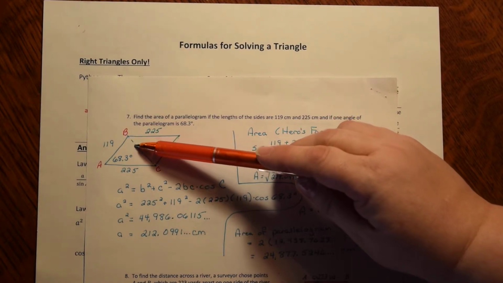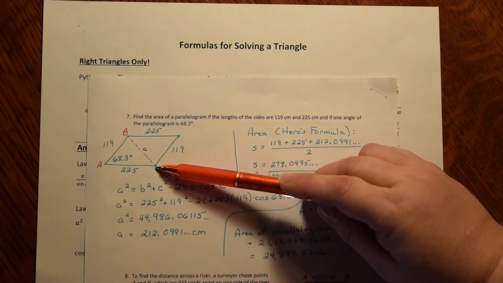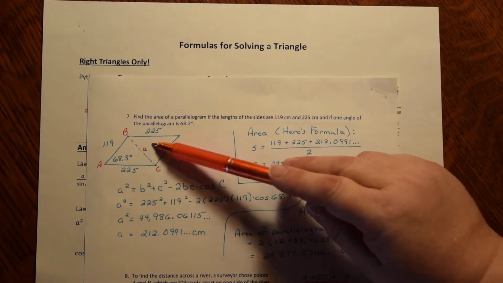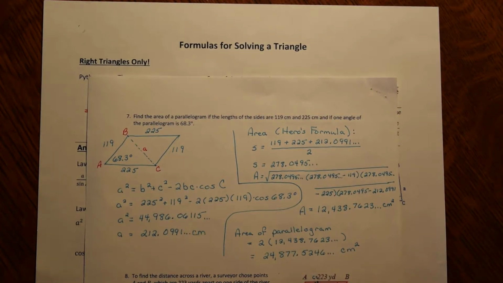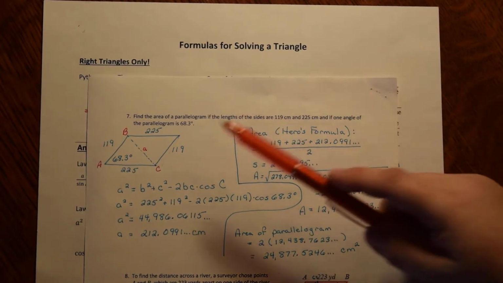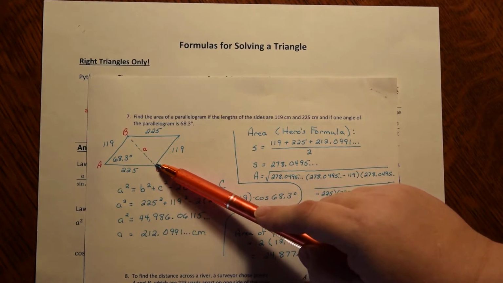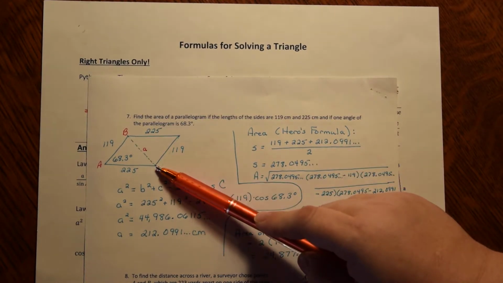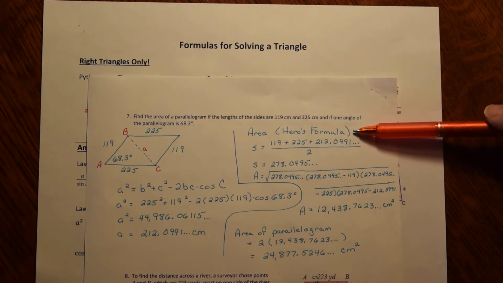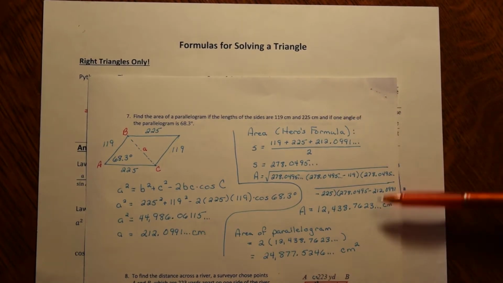So I drew the diagonal this way because we know this angle. So I'm going to split this parallelogram up into two triangles. What I want to do is find this third side, this diagonal, so that I'll know all three sides, so I can use Hero's formula and find the area.